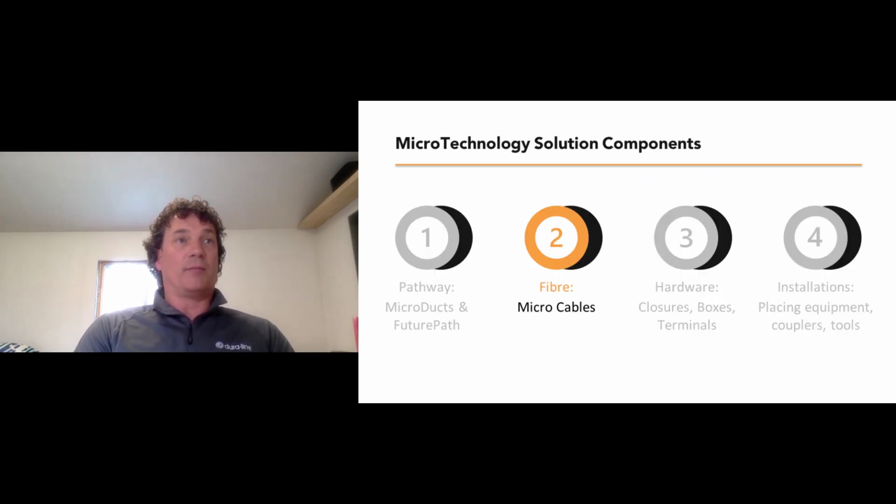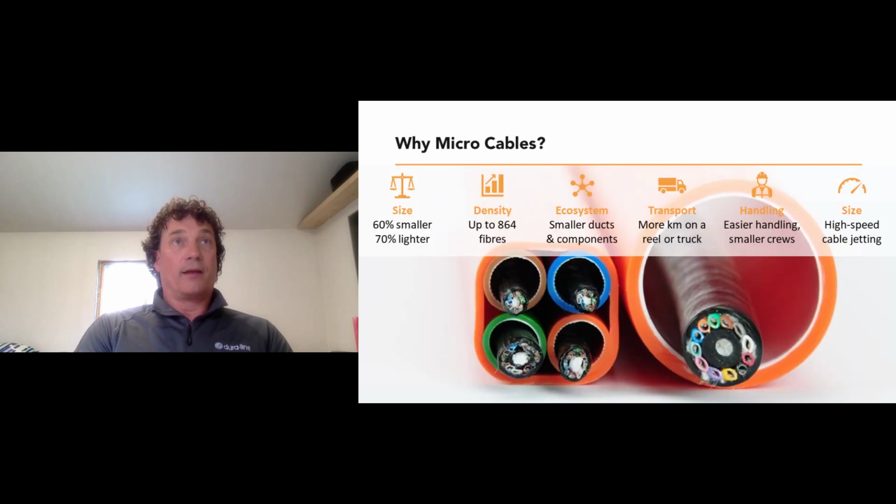So let's talk a little bit more about the fiber cable itself. Why microfiber? It's 60% smaller, and we're seeing that the micro cables are becoming smaller and smaller in outside diameter as time goes. We're seeing the density of the microfiber reach and exceed the 864 strands. And then you can see the differences between the two ecologically.